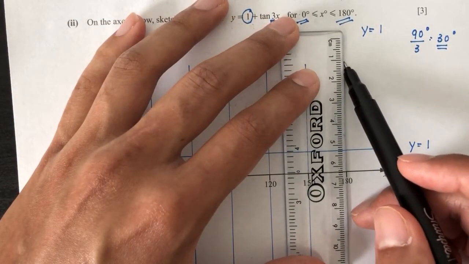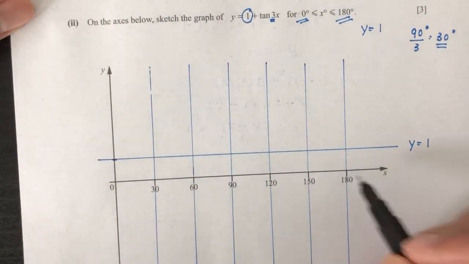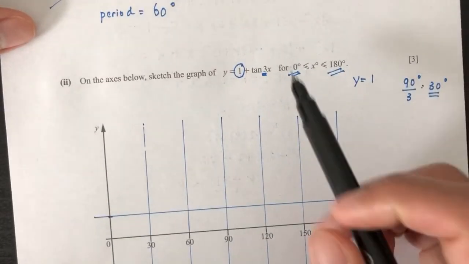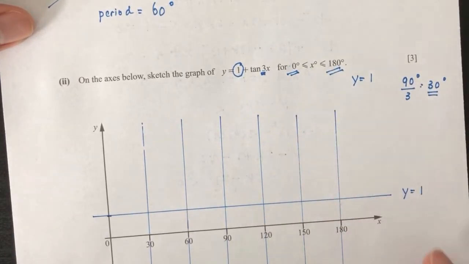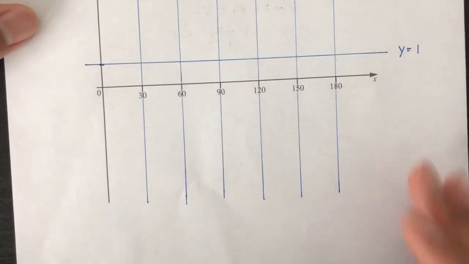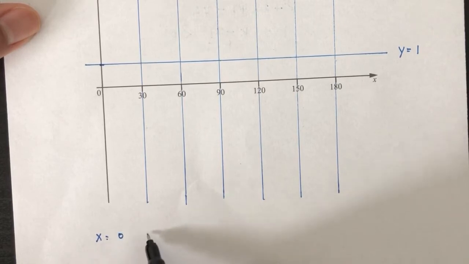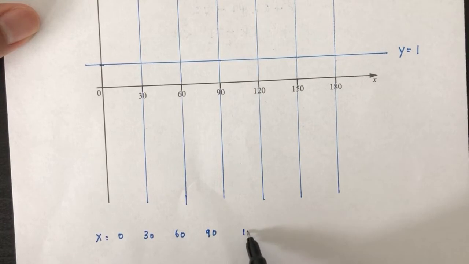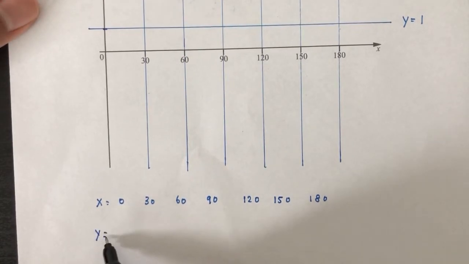Okay, and the last one. Okay, so it stops at 180. So usually, as you can see, it has 3 cycles between 0 and pi. That's what's going to happen, 3 cycles. So what we can do as well to help us, we can always write down the values of x, which is 0, 30, 60, 90, 120, 150, and 180. And then find the corresponding value of y just to guide us.